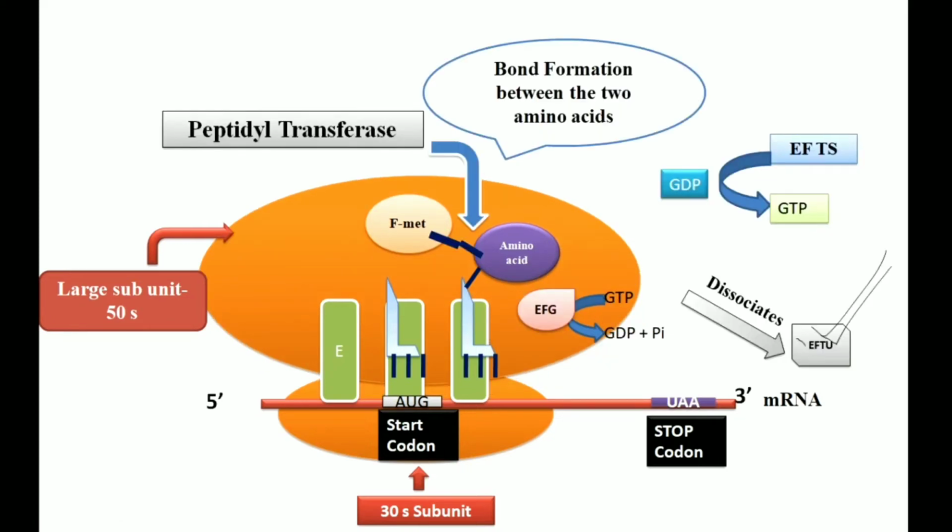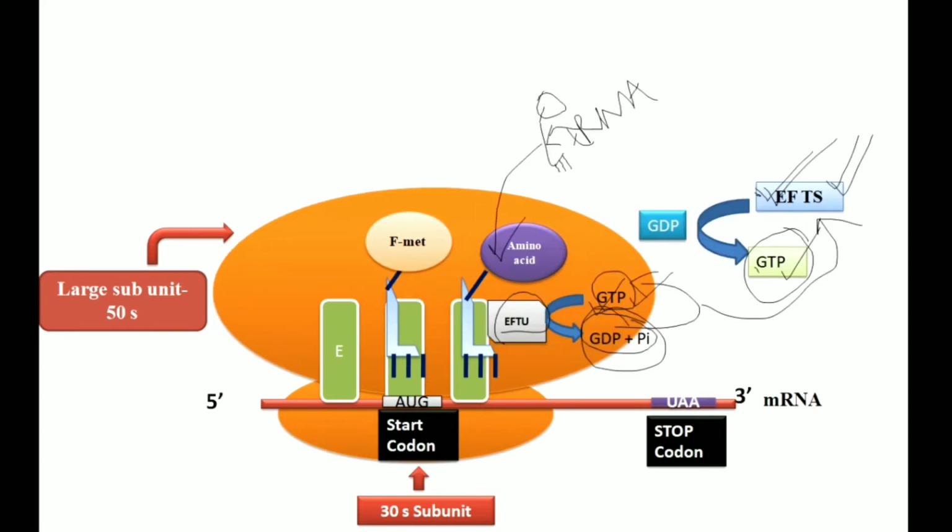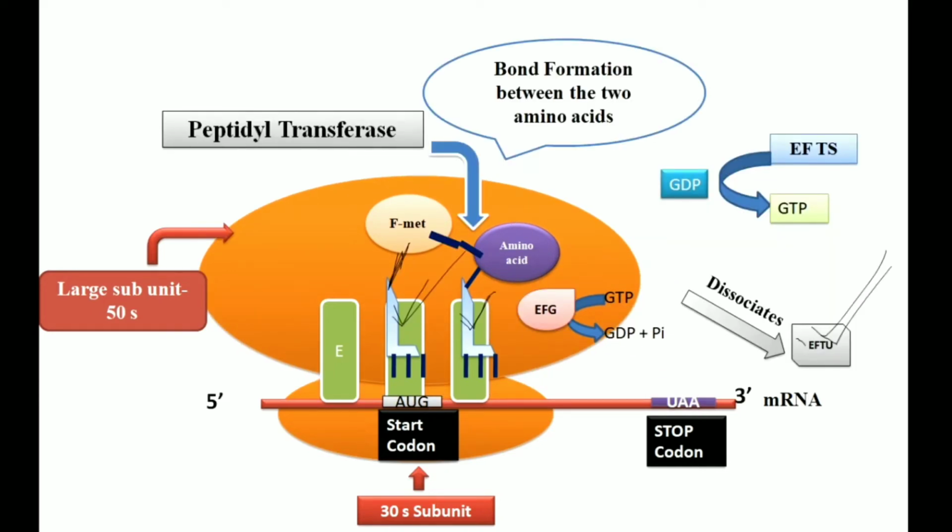Okay. So now you see this EF-Tu has been released, and now another mechanism starts, and this mechanism is peptide bond formation between the previous tRNA and the new tRNA. The previous tRNA was bound with the amino acid, that means the tRNA was charged. But now see, after the peptide bond formation with the help of peptidyl transferase, this formylated methionine, the previous amino acid, is now bound with this new amino acid.